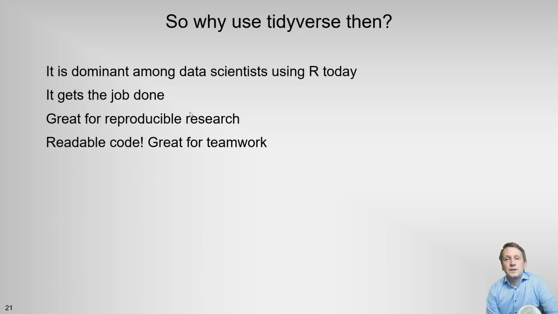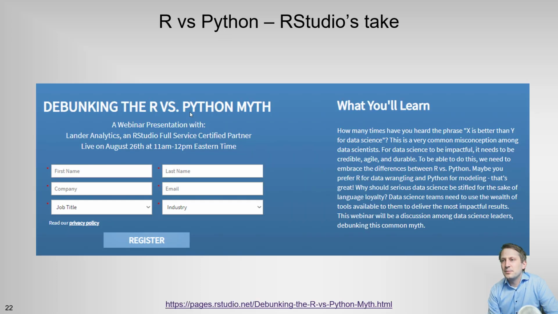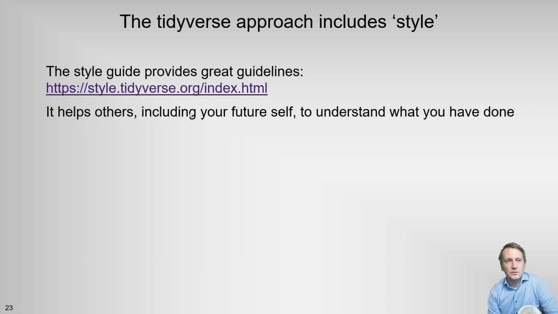So why do we use the Tidyverse then? As I tried to allude to already, it's pretty dominant in the community. It gets the job done, and it's great for reproducible research. And it produces easily readable code, which is awesome for teamwork. That's really the strong point and why so many people like it. Also, the RStudio company does a lot to dispel that R versus Python myth. R is an excellent glue language, bringing a lot of different languages together and allowing you to create those reports. That's really the biggest advantage and the reason why we want to use R in this class.